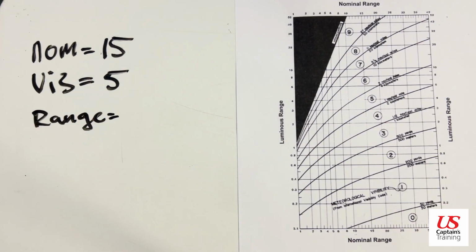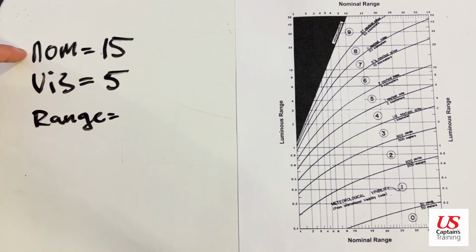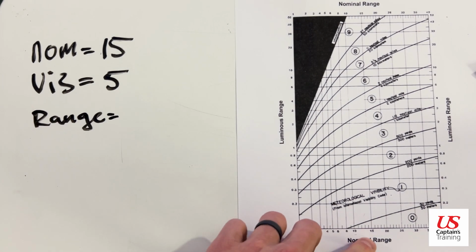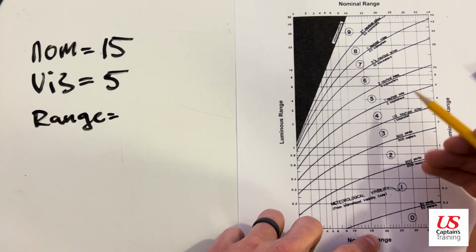We can go to our diagram. And on the bottom right is nominal range. Nominal range, again, is the distance you could see that light with a visibility of 10. But our visibility is 5, so we're going to correct it and find the luminous range. So down here, 15. And now here are the curves.